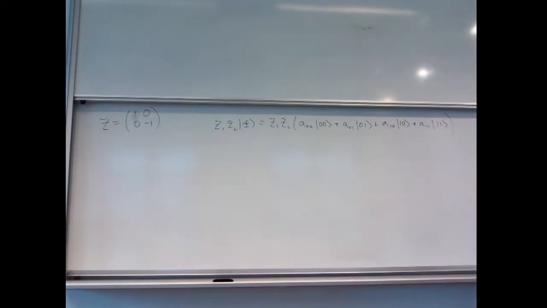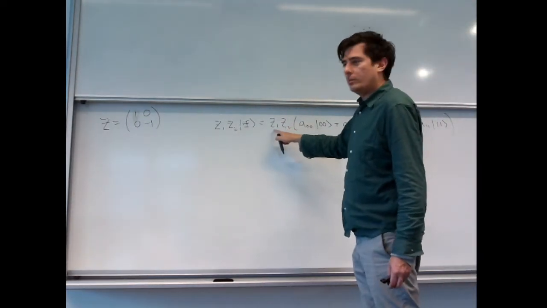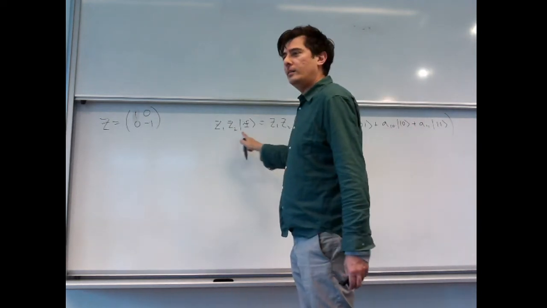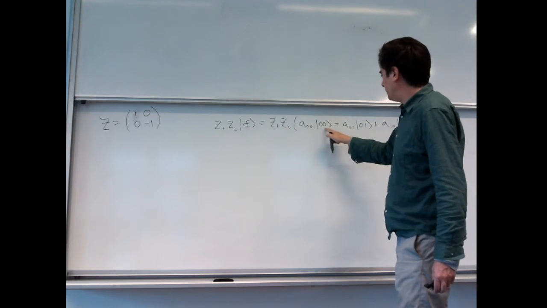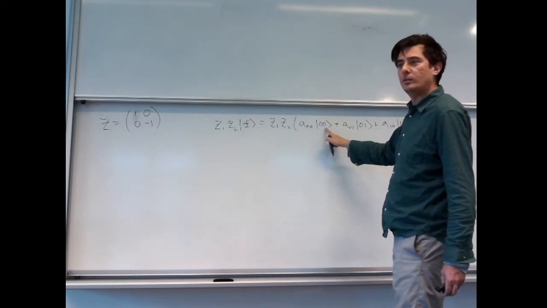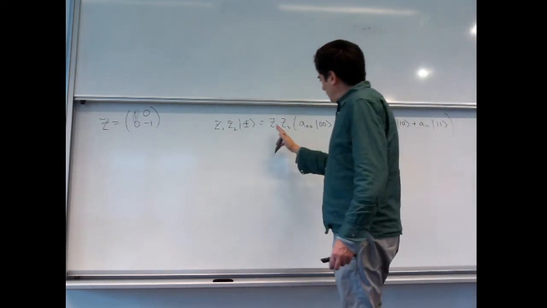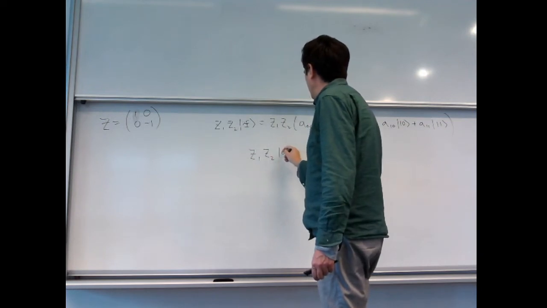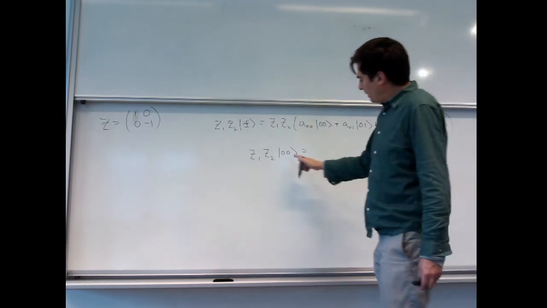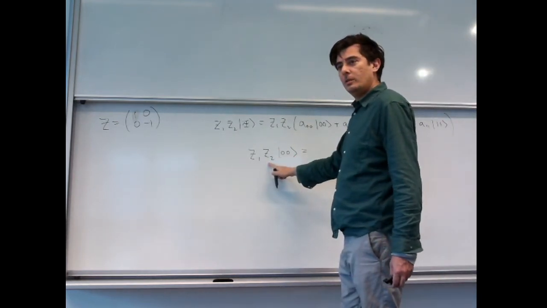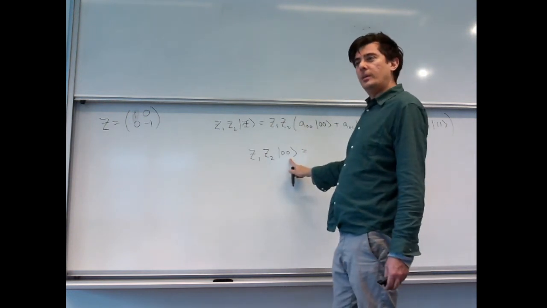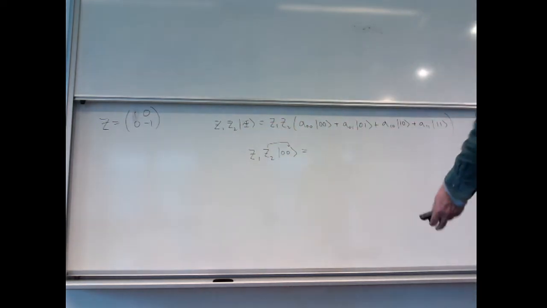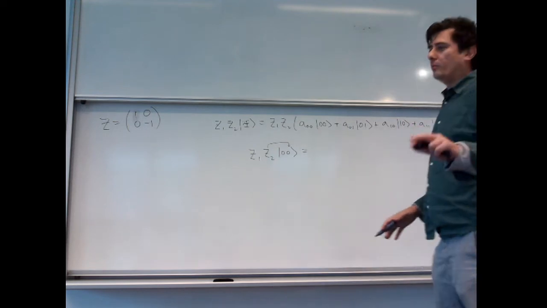Maybe I should have written this as Alice and Bob. Anyway, this is on Alice's side and this is on Bob's side. Whenever I write a state like 0, 0, the first one is Alice's qubit and the second one is Bob's. Let me do one example explicitly. This Z2, which is Bob's operator, only acts on Bob's qubit. In practice, Bob is performing a measurement on his qubit and Alice is performing a measurement on her qubit.